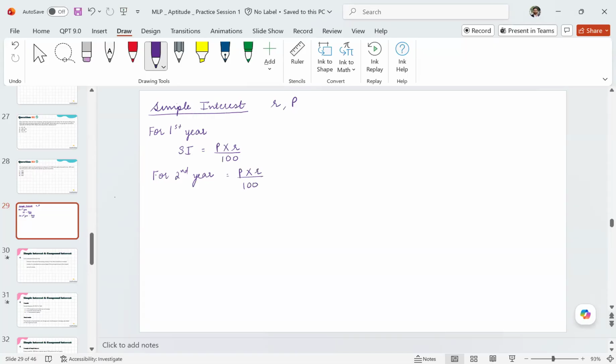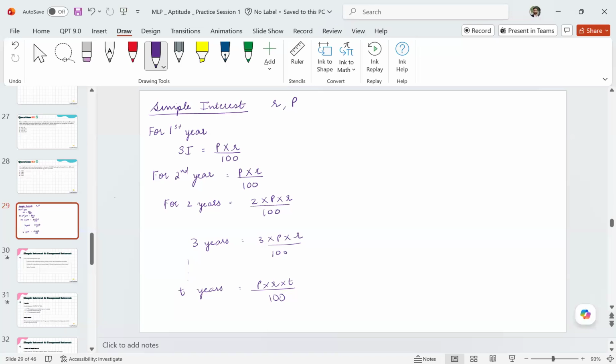So after 2 years, it will be the sum of the first year and second year. So 2 into P into R upon 100, right? Similarly, for 3 years, it will be 3 into P into R upon 100. Similarly, for T years, it's going to be P into R into T upon 100. This is a formula that we have studied long ago, yes? Okay. So please remember this. For simple interest, P into R into T upon 100 for T years.